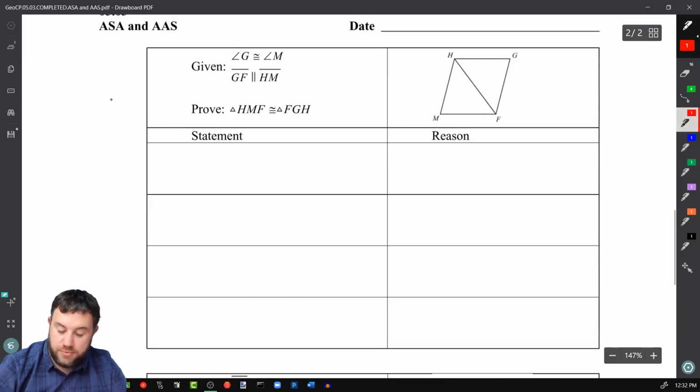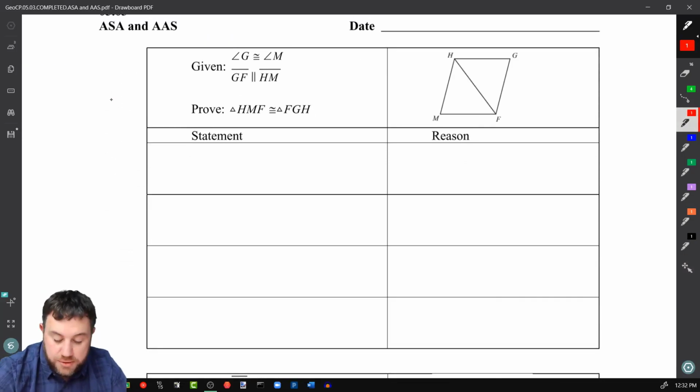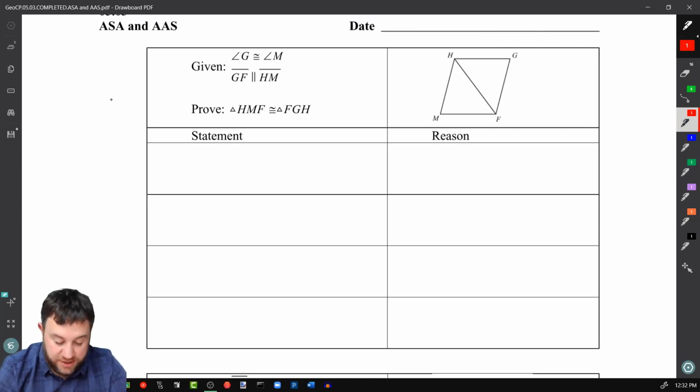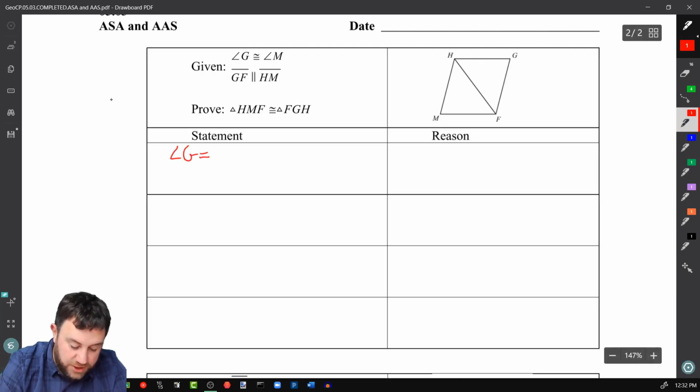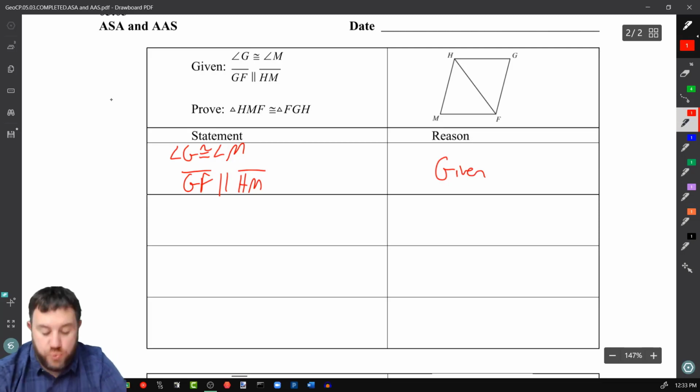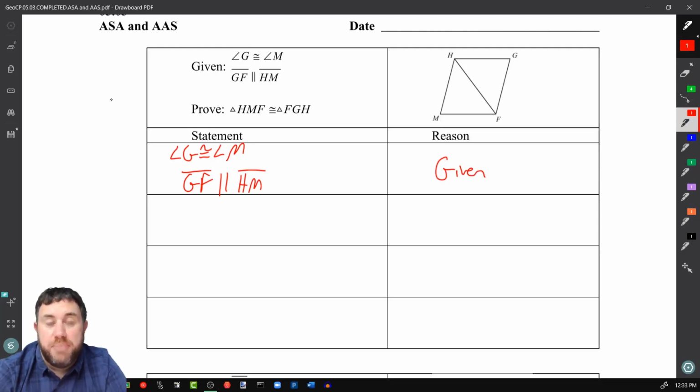All right, now we'll walk through a couple proofs so we can use each of these in a proof just to see how it works. Let's go ahead and write our given statements in. Angle G is congruent to angle M, and GF is parallel to HM. Our reason is given, and we want to go ahead and mark these in the picture.